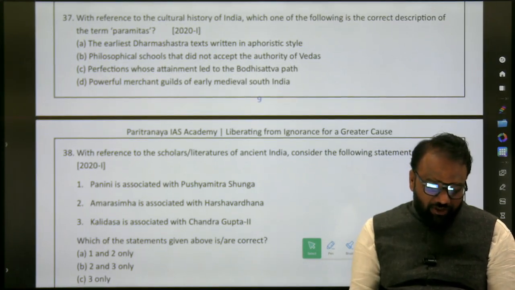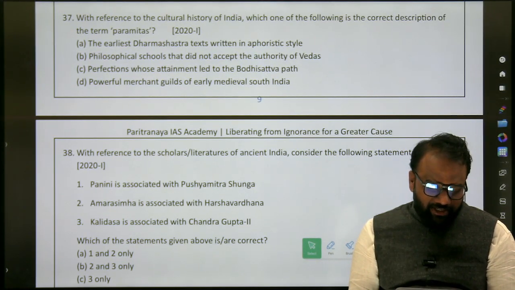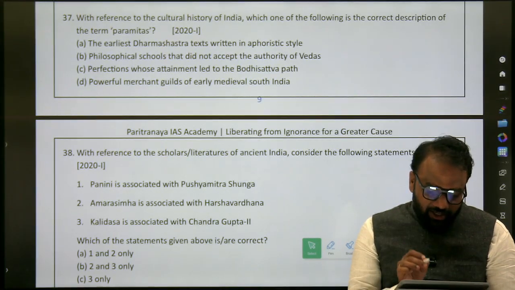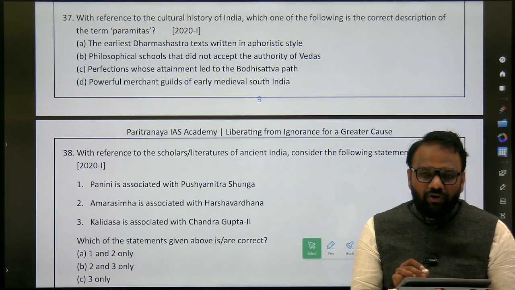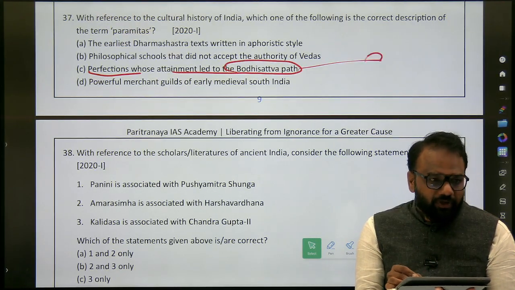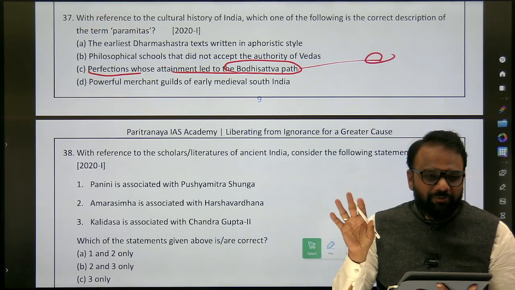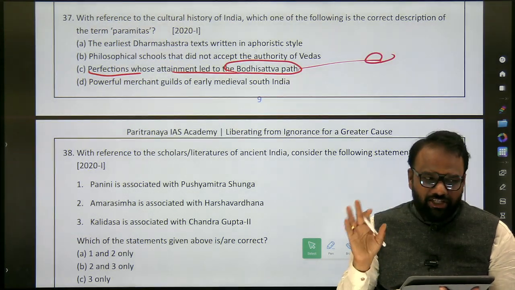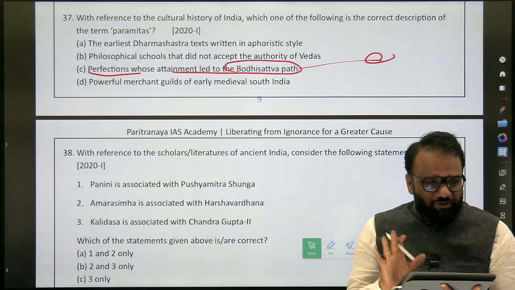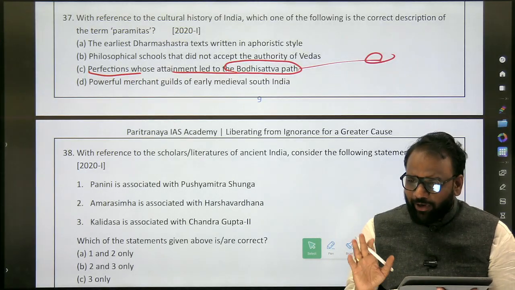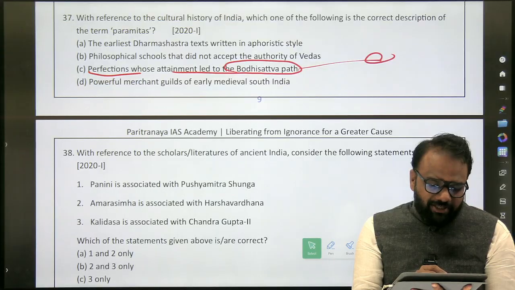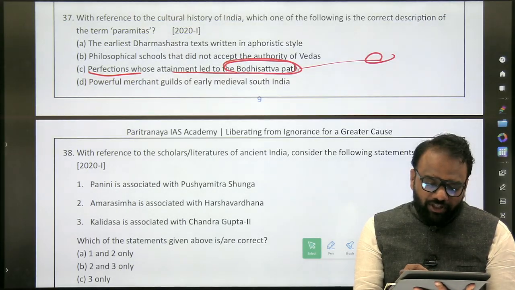Next, with reference to the cultural history of India, which of the following is the correct description of the term paramitas? Okay, so what's the answer here? Perfection whose attainment led to the Bodhisattva path. Okay, here we will not go into the deeper aspect because these terms change every year. Again, our goal is not 100 questions, our goal is just 50 questions. So a few questions we are going to miss. So just based on previous years, we shall mark this. So paramitas means perfection whose attainment led to the Bodhisattva path.